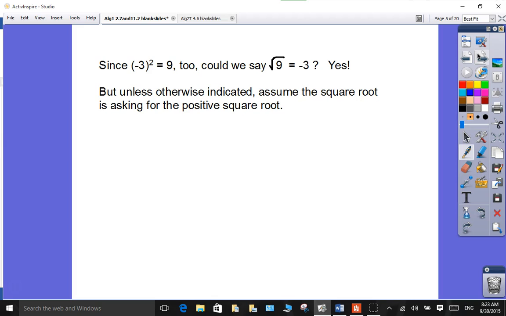The truth is that the square root of a number could be positive or it could be negative, because a negative times a negative is a positive, and a positive times a positive is a positive, so that works.